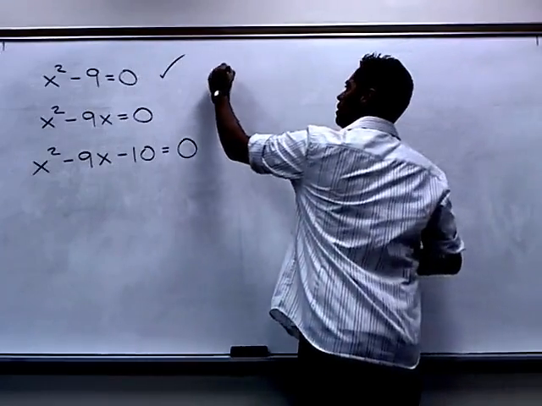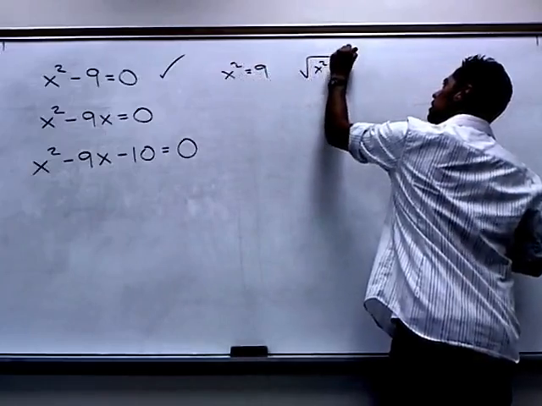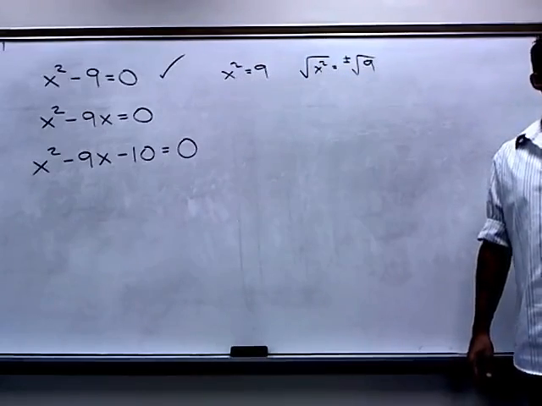I'll just put it over here. You don't have to. X squared equals 9. Square root on both sides. Right, that's what we would do.